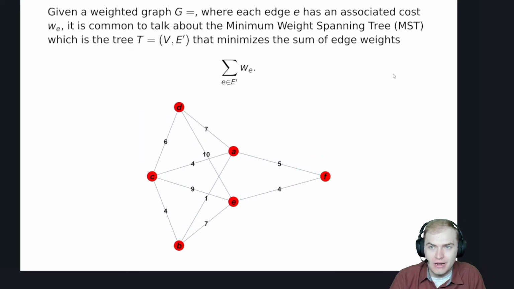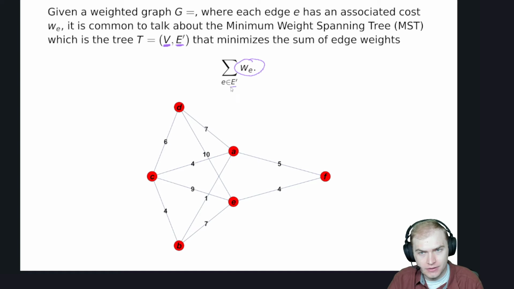Suppose we have weights on the edges of the graph. It's common to talk about the minimum weight spanning tree, often abbreviated MST. That's the tree which has all the same vertices, and just a subset of the edges, capital E prime, such that the sum of that subset of edges, the sum of their weights, is minimized.